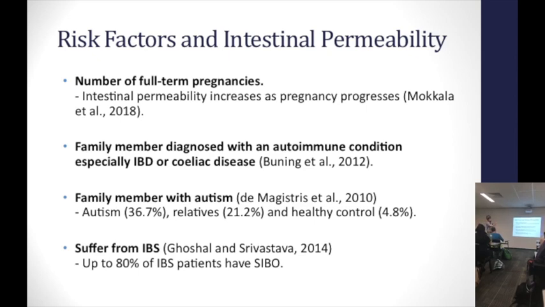Another risk factor for intestinal permeability is having a direct family member with an autoimmune disease, especially the inflammatory bowel diseases, ulcerative colitis, Crohn's, and celiac disease. Now, this was an interesting one, autism. Individuals with autism, on average 36%, will have intestinal permeability. You compare that to their relatives, who have intestinal permeability 21%, and then healthy controls only 5%. So if you have a direct family member with autism, then there is an increased risk of having intestinal permeability. One of the last ones, IBS, irritable bowel syndrome.